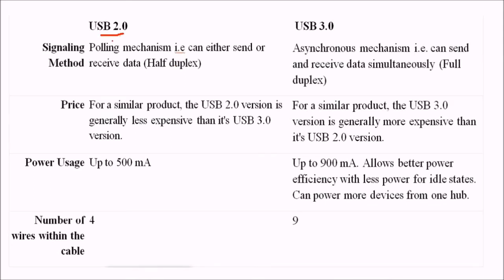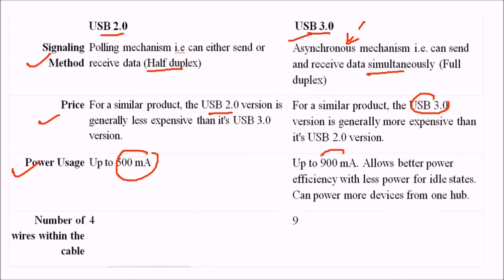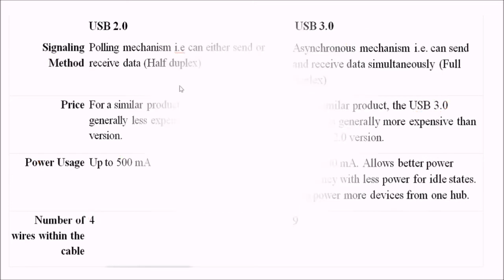In USB 2.0, the signaling method is a polling mechanism, so it can either send or receive data, that is half duplex. USB 3.0 follows an asynchronous mechanism, so it can send and receive data simultaneously, that is full duplex. Price is, of course, higher for 3.0 and 3.1 than for the earlier USB 2.0. The power usage of 2.0 is around 500 milliamperes, while USB 3.0 uses 900 milliamperes. The number of wires within the cable is 4 for USB 2.0 and 9 for USB 3.0.